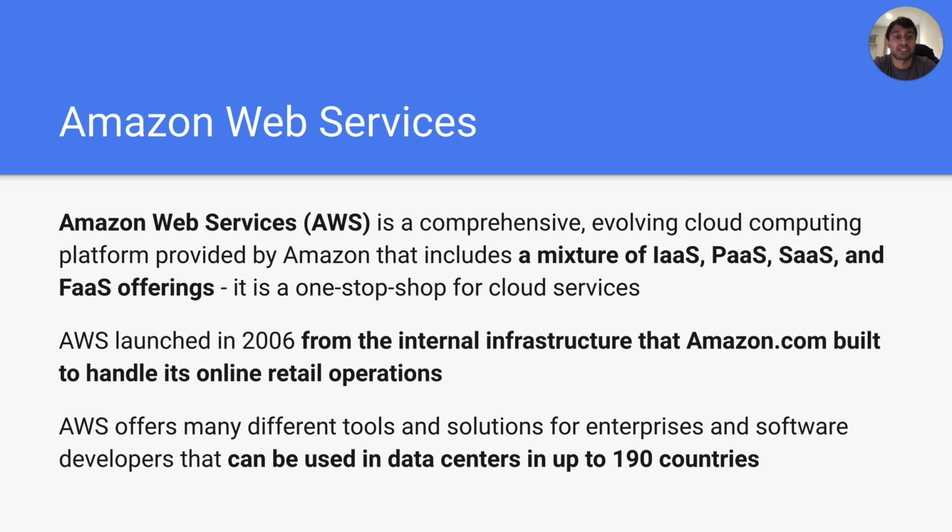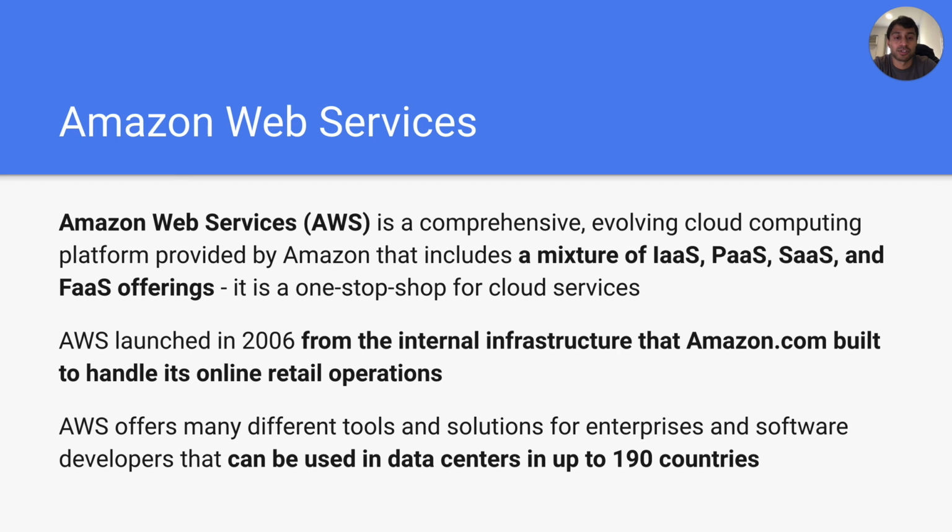AWS launched in 2006 from the internal infrastructure that Amazon.com built to handle its online retail operations, and it's arguably one of the most genius business ideas of all time. They basically took what they did internally to build out Amazon.com and started selling it as a method of building applications. My old team at Amazon, shout out Broadway team, was entirely built on a suite of AWS technologies. AWS was one of the first companies to introduce a pay-as-you-go cloud computing model that scales to provide users with compute, storage, or throughput as needed.